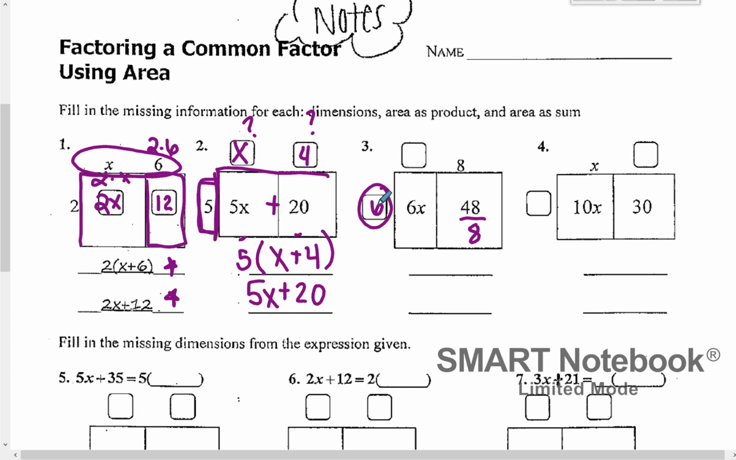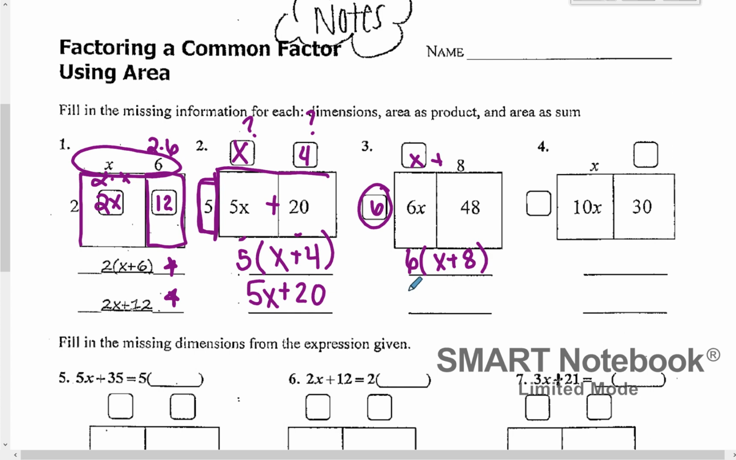Okay, now that we have that 6, we can ask ourselves, 6 times what gives us 6x? Or 6x divided by 6 gives us x. That's our fact family. Okay. Now we have to write it our two different ways. We have our 6 as our width. That's being multiplied by x plus 8, which is our length.